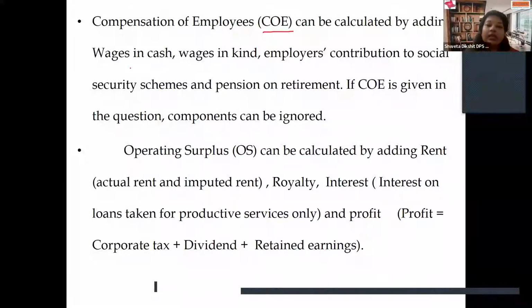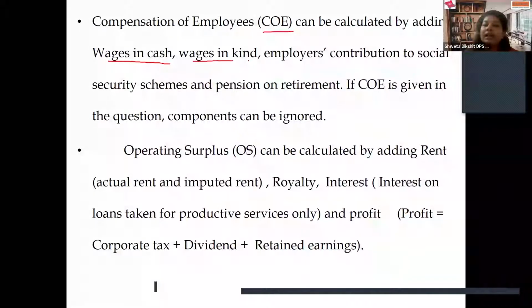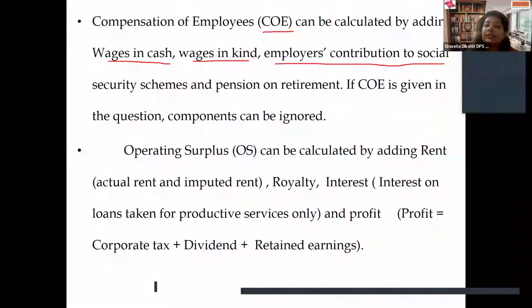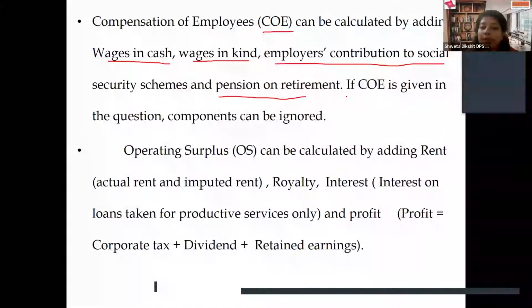Now, how are they given? They can be given in cash, that means wages in cash. They can be given as wages in kind. Wages in kind means education facility, medical facility. Sometimes house and home allowances are also given. Sometimes the employer's contribution to social security schemes like the PF scheme is made, and medical insurance is purchased. Of course, for pension and retirement schemes, the employer contributes a part. So all these things are part of the compensation of employees.